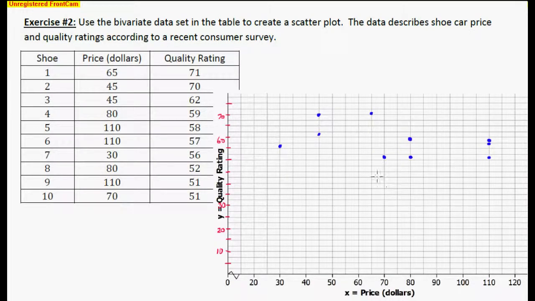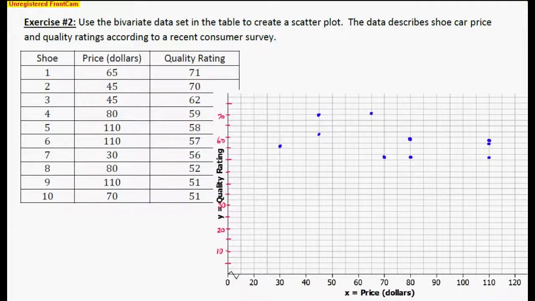All right, so now I've plotted the rest of the points, and you can see why this kind of thing gets the name of a scatter plot, because these points really are scattered about this graph, and there doesn't really seem to be much of a pattern here. You would think that the higher priced shoe would get a better quality rating. But if you look at these points, we've got $80 shoes that got a low 50 and a high 50. We've got $110 shoes that got a low 50 and some high 50s as well. We've got two pairs of shoes at $45. One is in the low 60s, I believe it's 62, and another one gets a rating of 70. So you can see they're kind of all over the place, and hence the name scatter plot.